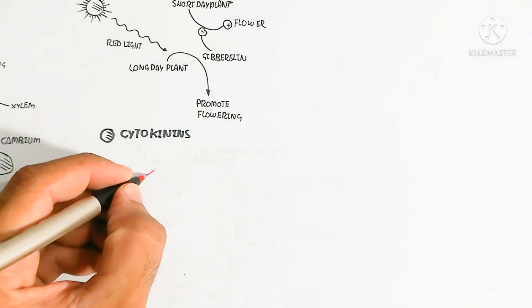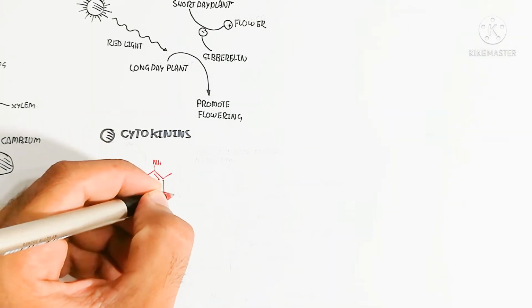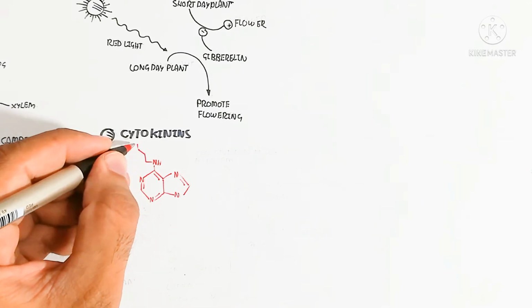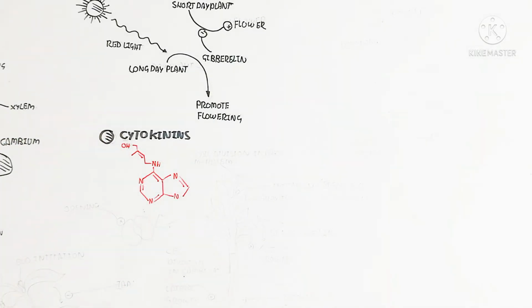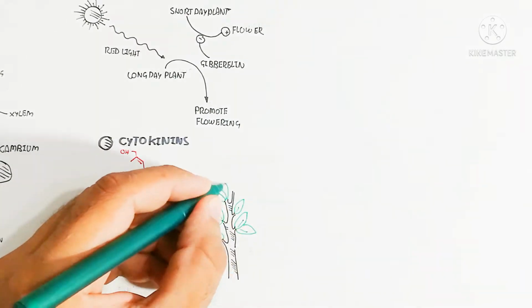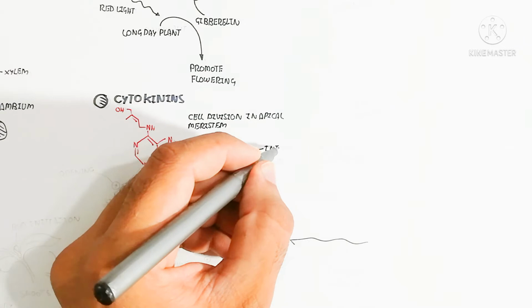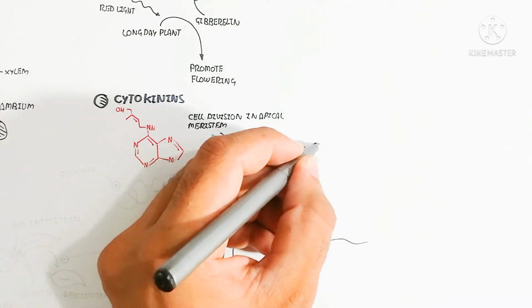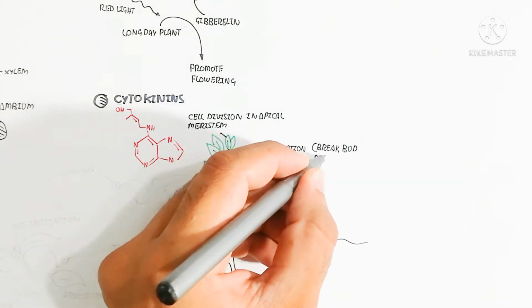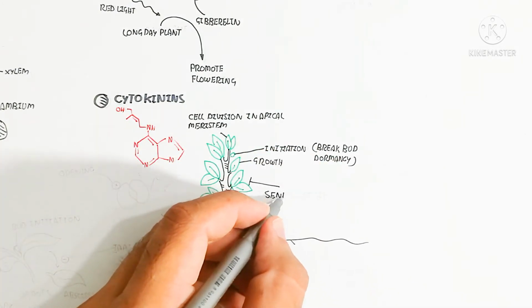On the other hand, next here we will discuss the cytokinins. The important thing is that their formula looks like this, and it is used for cell division in the apical meristem. It means the apical part of the plant, for example the apex of the plant, where the cell divides in the apical meristem. Meristematic tissue is that which is able to divide. So here is the initiation. It means breaking bud dormancy and the growth of the leaf.